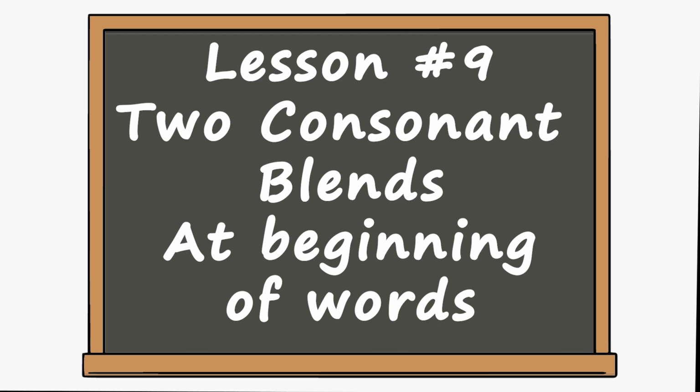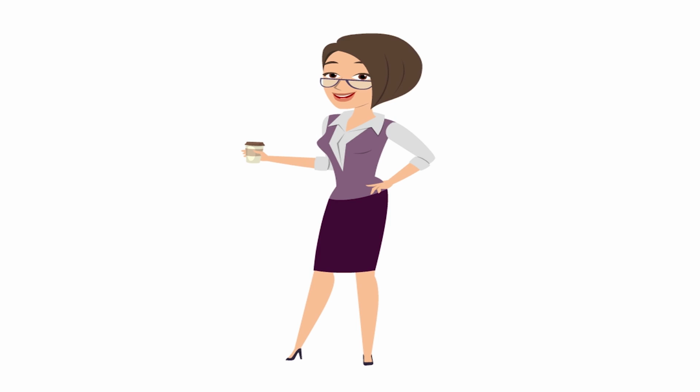In this lesson, we will see 4-letter words starting with two consonant blends. But what are two consonant blends? When we blend sounds of two different consonants, they become two consonant blend. Like this. B and L makes bl. So we will say B and L together.